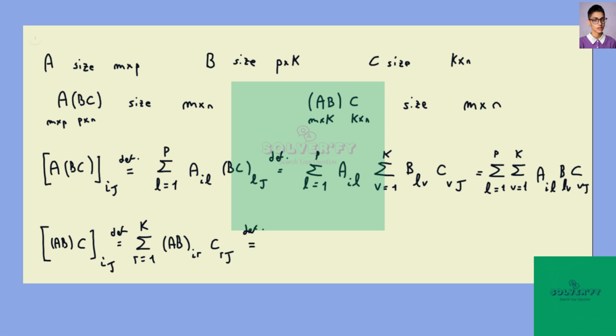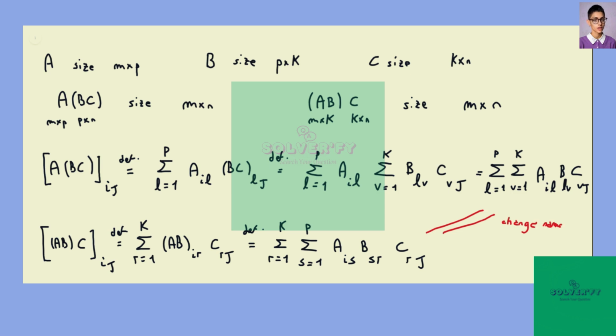Now again, by definition of product, this is the sum R goes from 1 to K, sum, let's say S goes from 1 to the number of columns of the first factor, A has P columns, so S goes from 1 to P, of A_IS B_SR, and then we have the C_RJ from before. Now observe that these two sums are actually identical.